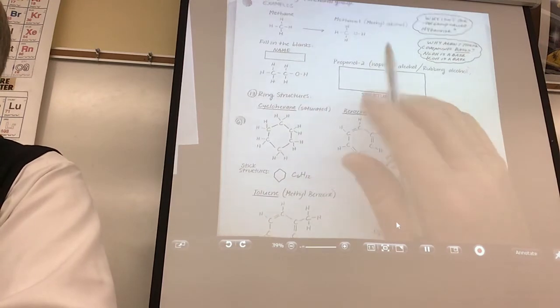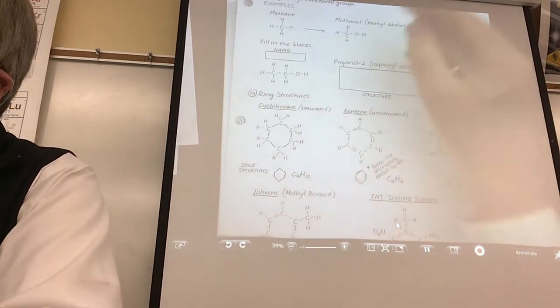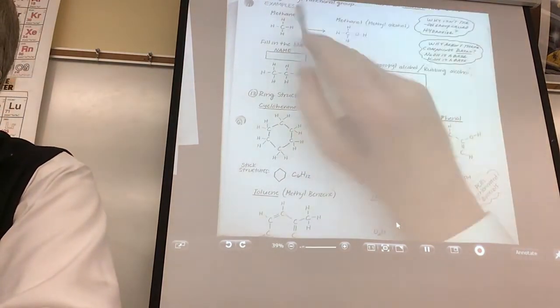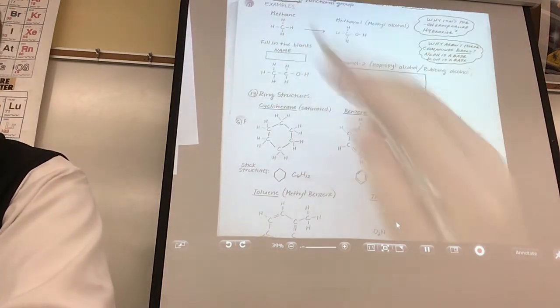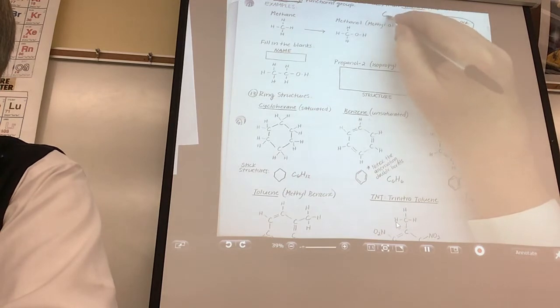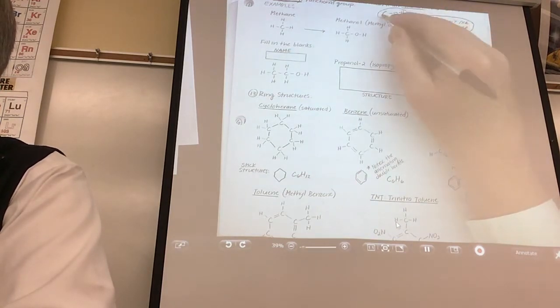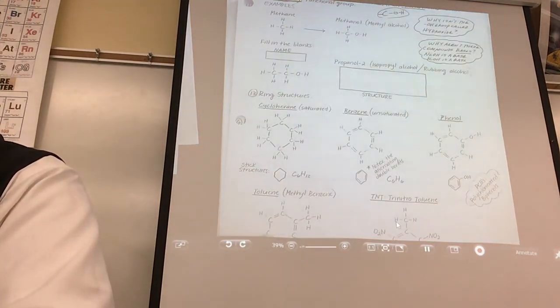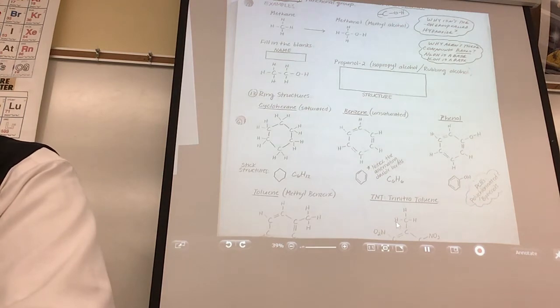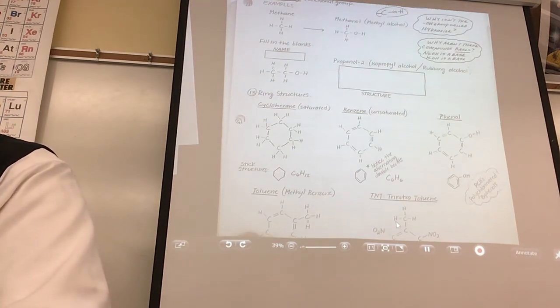In the world of organic chemistry, if you have a hydroxyl group. Now, if you've been reading in your packet, you know that a carbon attached to an O, attached to an H, this right here is called a hydroxyl group.